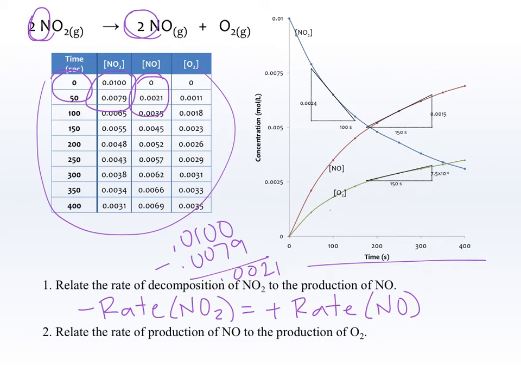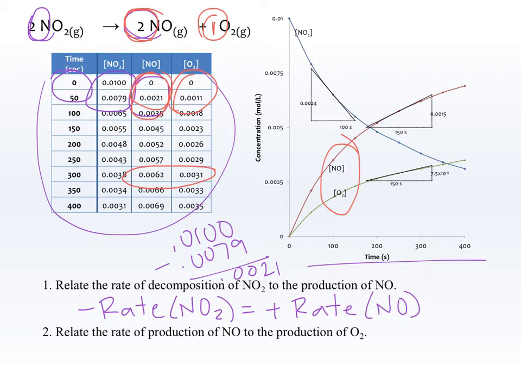If we wanted to look at the rate of production of NO compared to oxygen, notice that on the graph, NO is much higher than oxygen because NO is produced twice as fast as oxygen is produced. For every 2 moles of NO that are produced, only 1 mole of oxygen will be produced. The chart shows us that 0.0021 moles per liter of NO are produced and 0.0011 moles of oxygen are produced, which is about half. There's a little bit of experimental error here. So, for example, by 300 seconds, we'd gotten 0.0062 moles of NO, but only 0.0031 moles of O2.